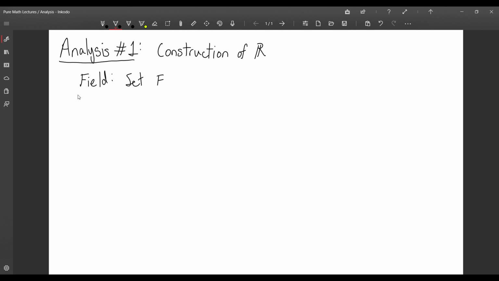So a field is a set F with two binary operations, which we denote as plus and times. So we just call these addition and multiplication. And what a binary operation means is that these are functions from F times F, so the Cartesian product of F with F, and it maps into F.